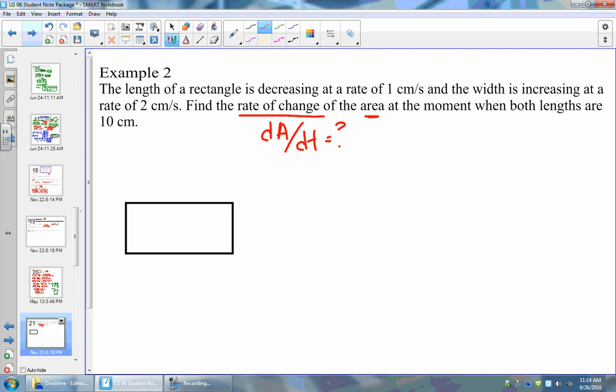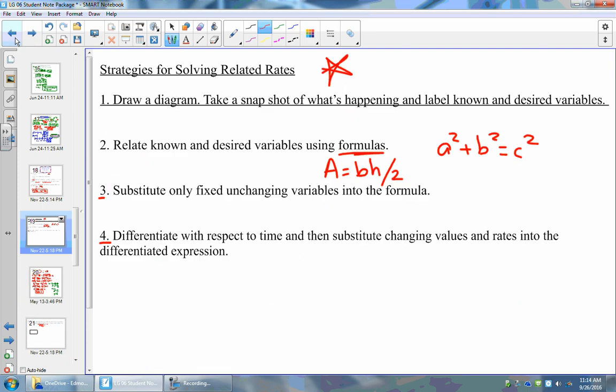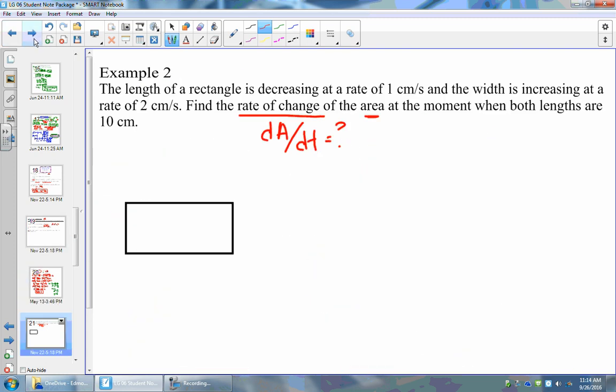All right, so if we go back to these handy strategies, and I'm only going to do this once, and then you guys can go back on your own. Number one is saying draw a diagram. Take a snapshot of what's happening and label the known and desired variables. So we're talking about length and width here, right? So that's going to be our length and this is going to be our width.